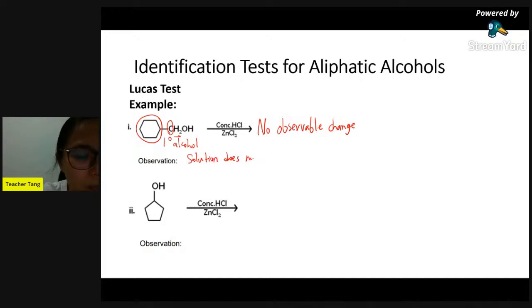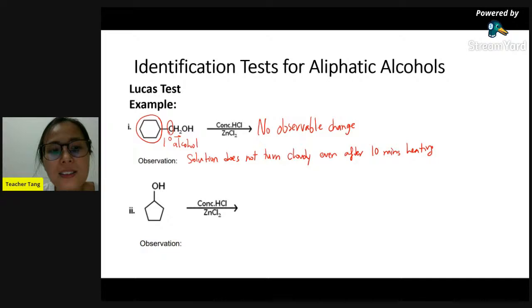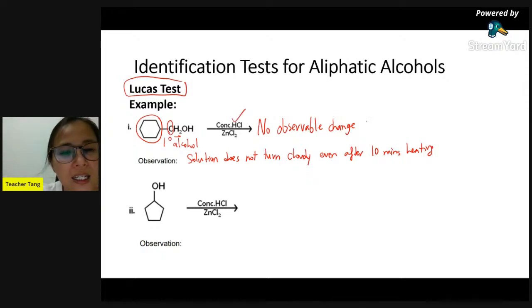So the observation: the solution does not turn cloudy even after 10 minutes of heating. Remember, if the question asks about a chemical test, we need to have the name of the chemical test, the reagent, the equation, and the observation. So these 4 things you must have: the chemical test name, the reagent, the equation, and also the observation.